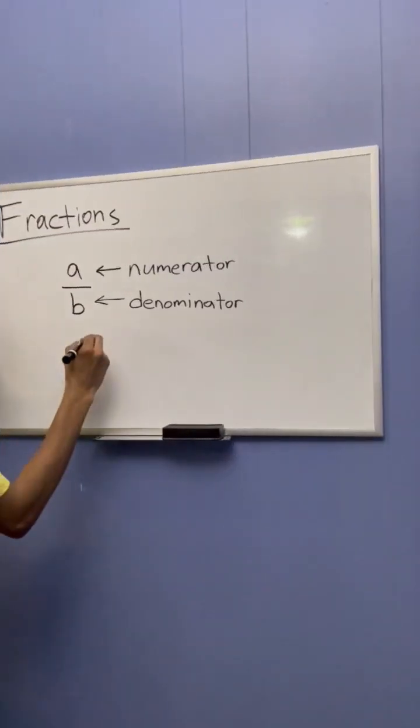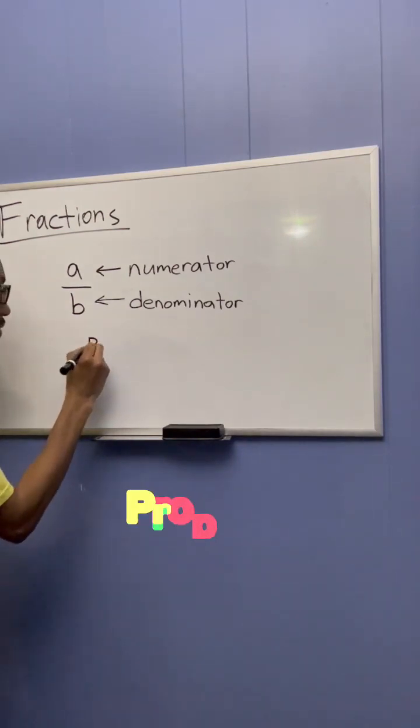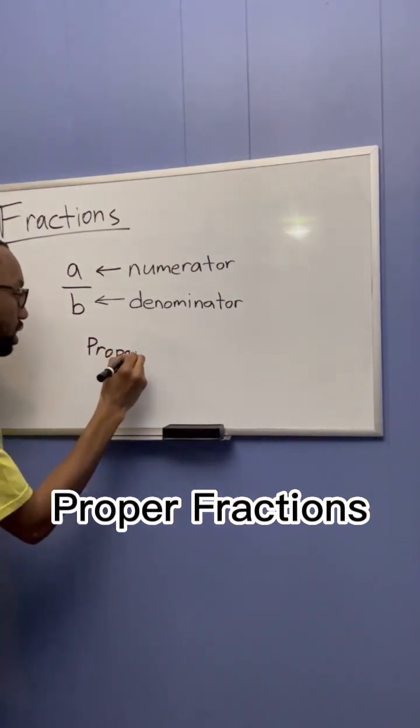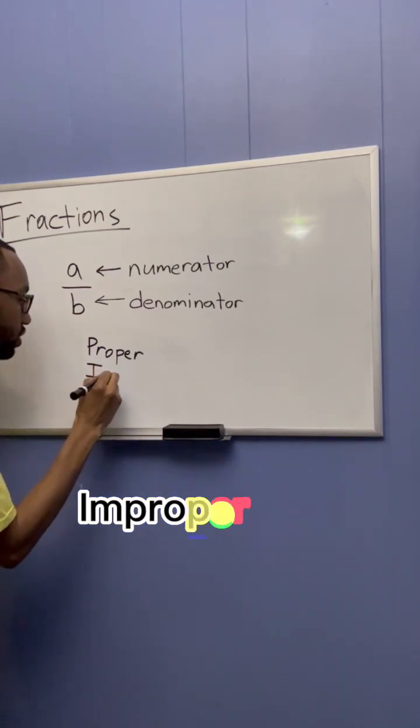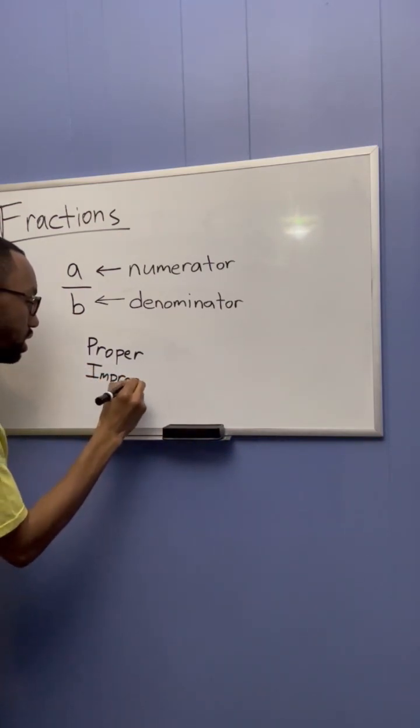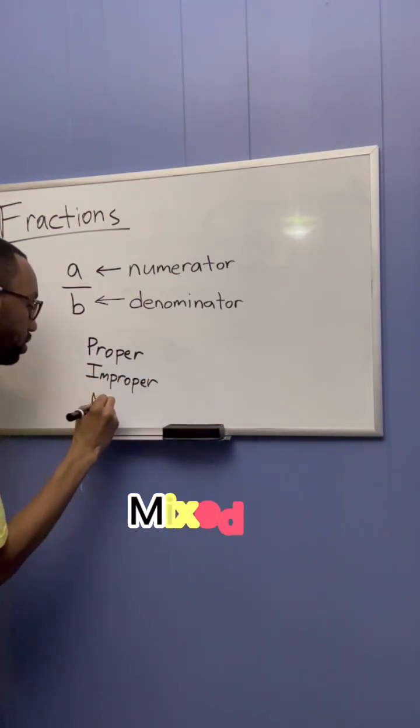So there are three types of fractions: proper fractions, improper fractions, and mixed numbers.